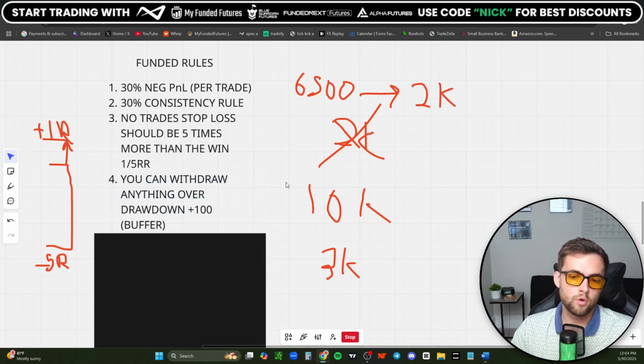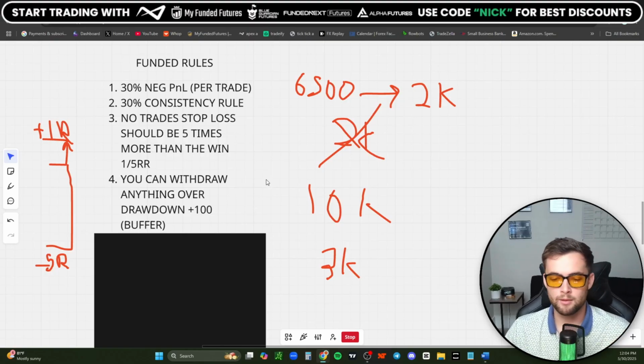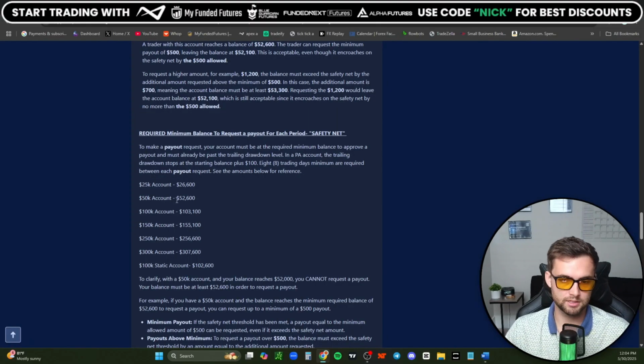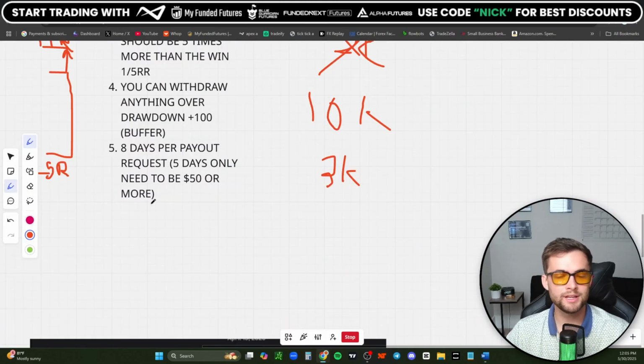So moving on here, number 4, you can withdraw anything over the drawdown plus $100. So remember this buffer amount, anything above all these amounts, you can withdraw every 8 trading days, okay? And number 5 here is every 8 trading days, you can request a payout, but only 5 of those days need to be $50 or more.